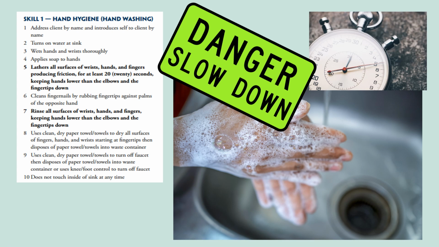So wear just a watch with a second hand. Take it off before the skill begins. Place it on the sink where you can see it and use it to time your 20 seconds. The candidate must produce lather.